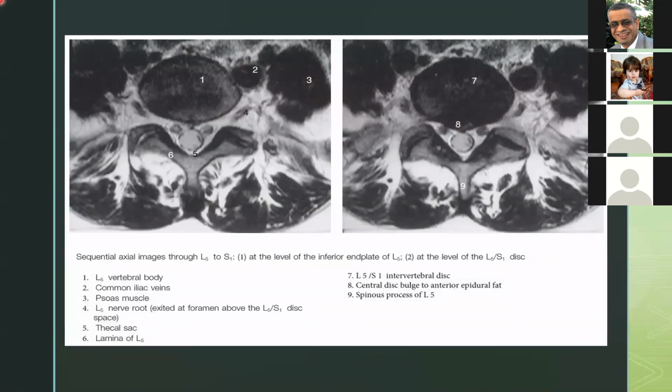These are sequential axial images through L5 to S1, on the right side at the level of the inferior end plate, and on the left side at the level of the L5 S1 disc. Number 1 is showing the L5 vertebral body. Number 5 showing the thecal sac. Number 7 showing L5 S1 intervertebral disc. And number 9 showing spinous process of L5.